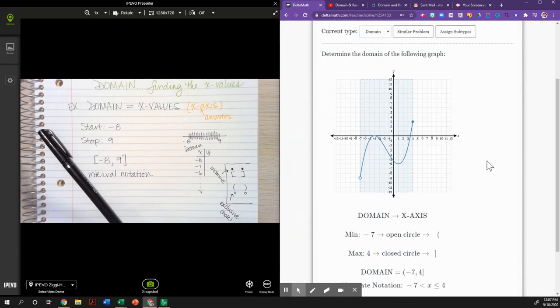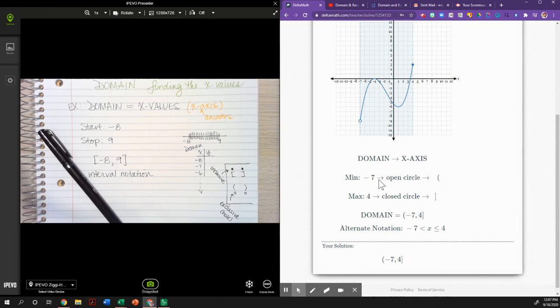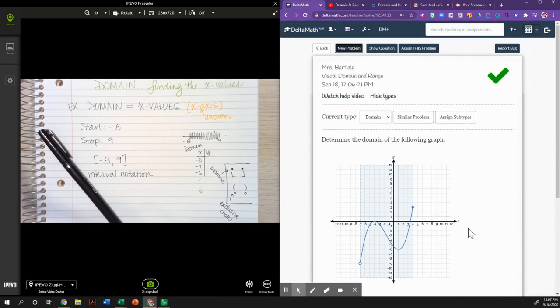There it is. And look what it says. -7, we had an open circle, use parentheses. We stopped at 4. We had a closed circle, so we have to use a bracket. That's it. That's how you tell me the domain.